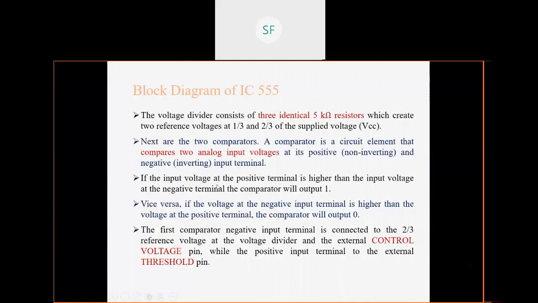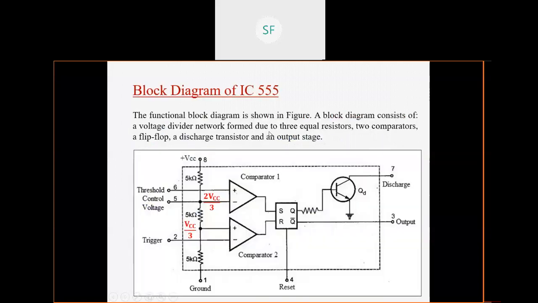These are a few points which I have already explained to you, but we will go one by one. The voltage divider consists of three identical 5 kilo ohm resistors which create two reference voltages at 1/3 and 2/3 of the supplied voltage. This point is basically talking about VCC by 3 and 2 VCC by 3 points, that is, these 2 points.